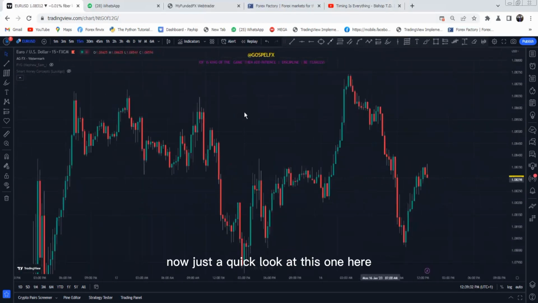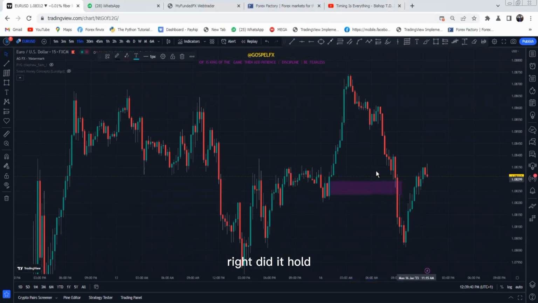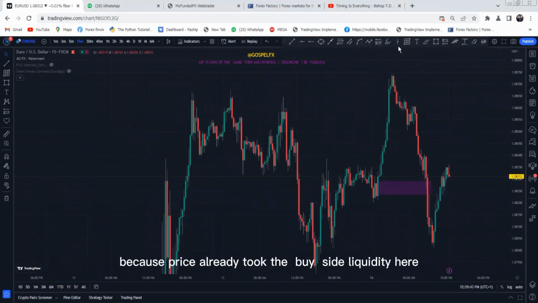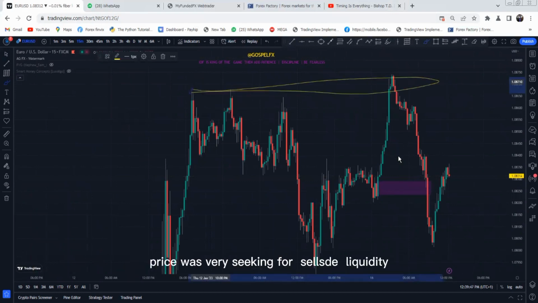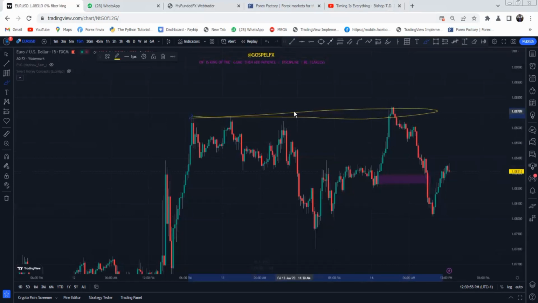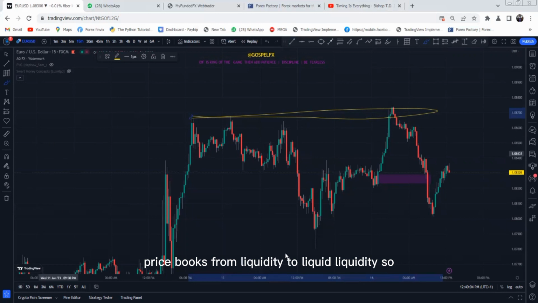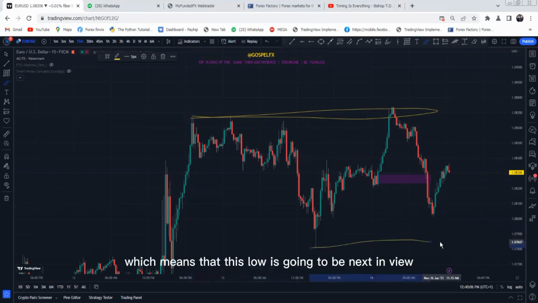Now, just a quick look at this one here. Price here was already selling, and then this is another nice bullish order block here, right? Did it hold? It didn't hold. Why? Because price already took this buy side liquidity here, and for the meantime, price was bearish, seeking sell side liquidity. And where is this even happening? This is happening on a 3 months fair value gap, right? So all this selling is coming from a high time frame, and it has already taken the buy stops. And what I said, price goes from liquidity to liquidity. So which means that this low is going to be next in view.